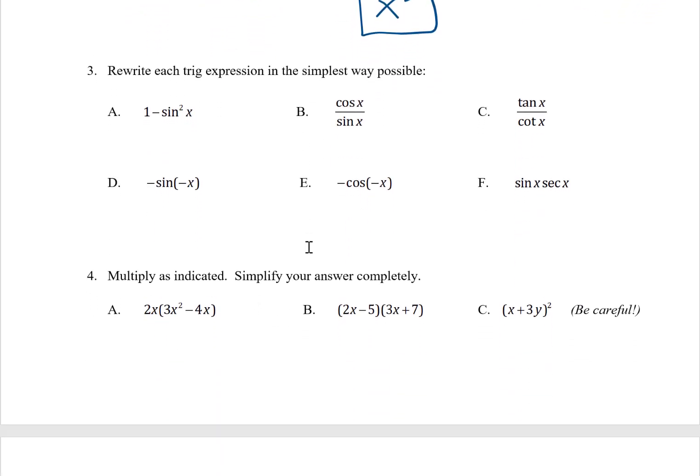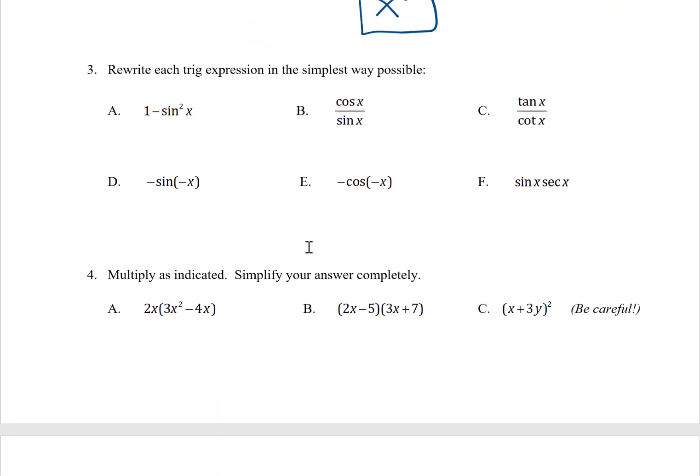Problem number 3, we want to rewrite each of these trig expressions in the shortest, simplest way possible. This often involves taking advantage of known identities. Letter A, when I see a 1 and a sine squared, of course, what I think of is the Pythagorean identity. Sine squared x plus cosine squared x equals 1. Is there a way that I could rearrange this so that 1 minus sine squared x was on one side of this thing? And the answer is yeah.